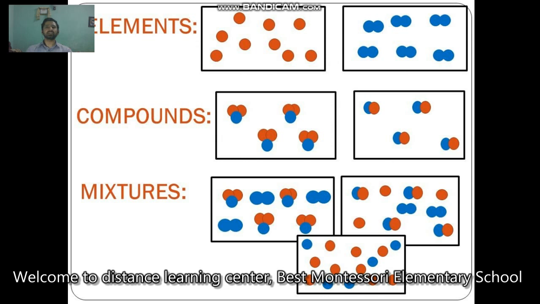Now in the figure here we can see elements. There are two types in its headings. In elements, the first rectangular box shows that it only contains one type of atom, and the second also only contains one type of atom. There are two elements. Now these two elements combine in a fixed proportion and form a compound.